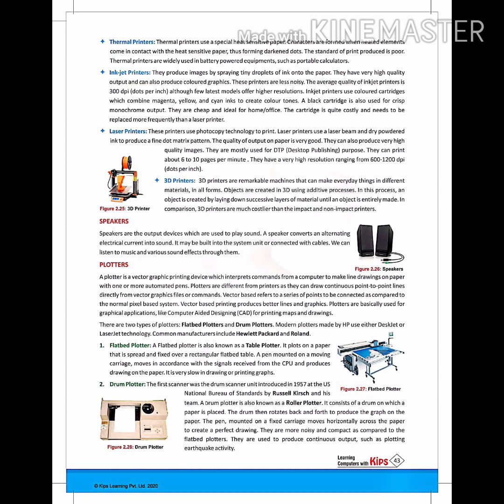Plotters. A plotter is a vector graphic printing device which interprets commands from a computer to make line drawings on paper with one or more automated pens. Plotters are different from printers as they can draw continuous point-to-point lines directly from vector graphic files or commands. Types of plotters are flatbed plotters and drum plotters. Hewlett-Packard and Roland are the common manufacturers of these plotters.